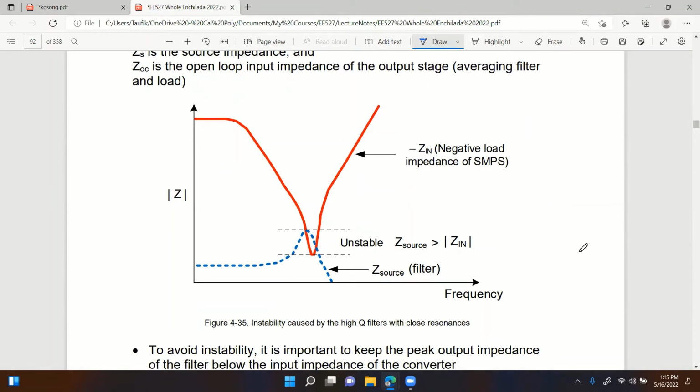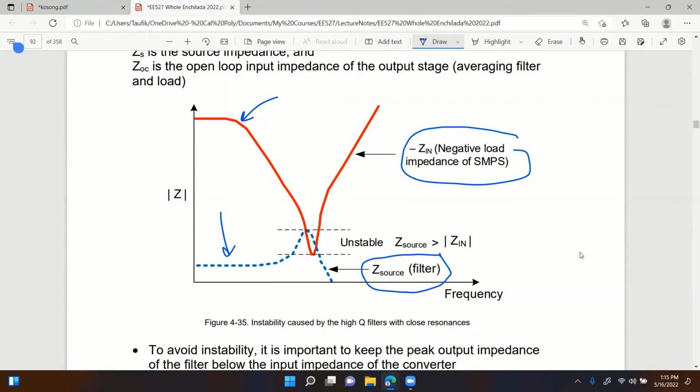Imagine if you overlay the two plots, right? This one is from where? That one is from the input impedance, right? And this other one is from the output impedance of the filter, right here, Z source, right? Again, I'm going to draw this. This is ZL or Z in, negative Z in. Here is Z source, okay?